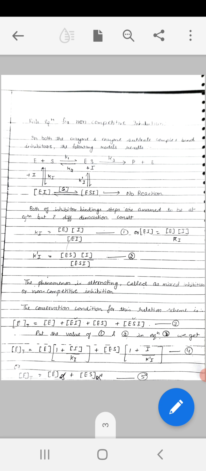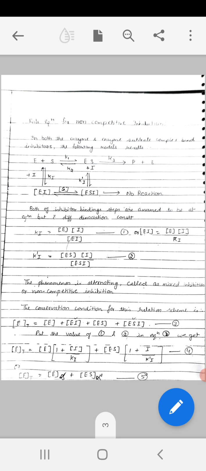In this plot, we get intercept of 1/R maximum and slope of 1 upon R maximum into Ki. Rate equation for non-competitive inhibition. Now we will study about the rate equation for non-competitive inhibition. When both the enzyme and the enzyme-substrate complex bind inhibitors, the following model results: E plus S, with a rate constant of K1 and reversible rate constant K2, forms the ES complex.